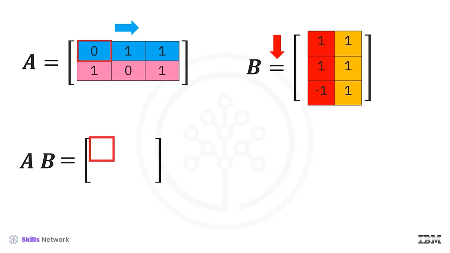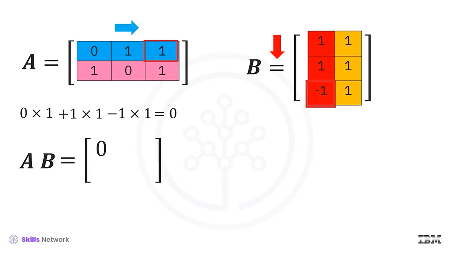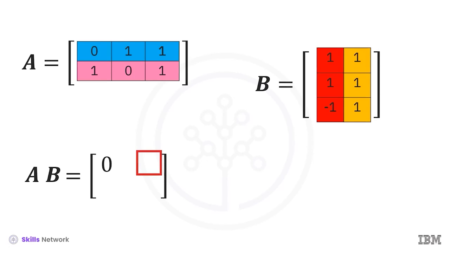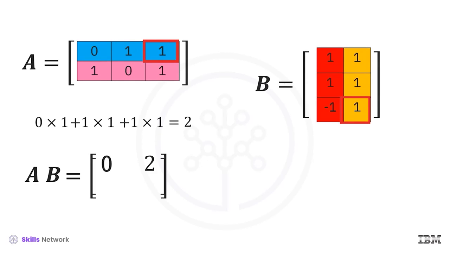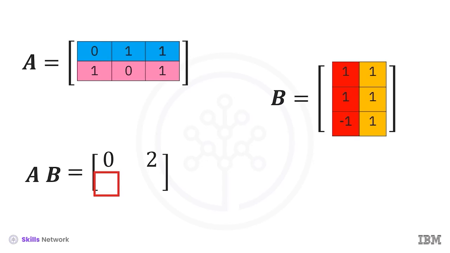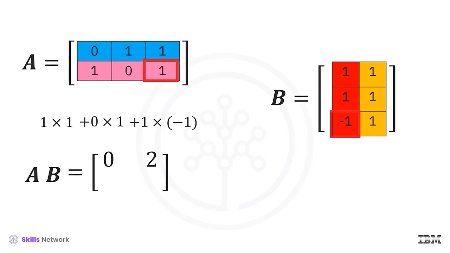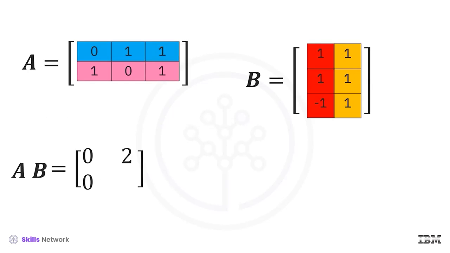For the first column, first row, we take the dot product of the first row of A with the first column of B as follows. The result is 0. For the first row and the second column of the new matrix, we take the dot product of the first row of the matrix A, but this time we use the second column of matrix B. The result is 2. For the second row and the first column of the new matrix, we take the dot product of the second row of the matrix A with the first column of matrix B. The result is 0. Finally, for the second row and the second column of the new matrix, we take the dot product of the second row of the matrix A with the second column of matrix B.